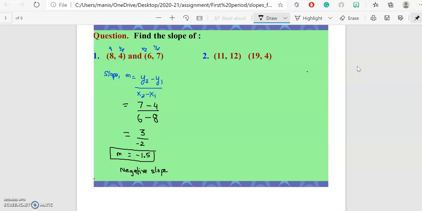Now let's look at the second question. We have to find the slope for the second part also. I will write my formula. First of all, slope, which is represented by m, is equal to y2 minus y1 over x2 minus x1. Now I will label my points. Keep in mind, I can label like this also. I'm taking this as x1, this as y1, so this will be x2 and this will be y2.